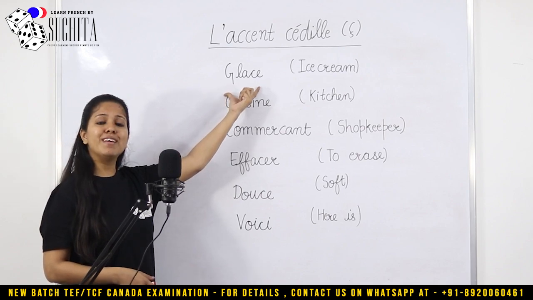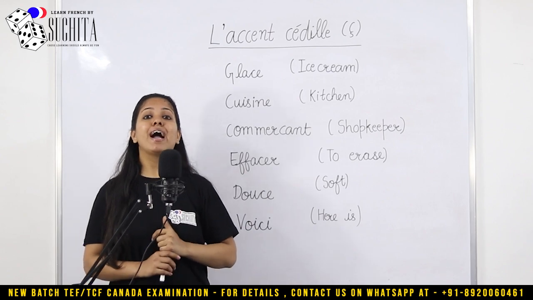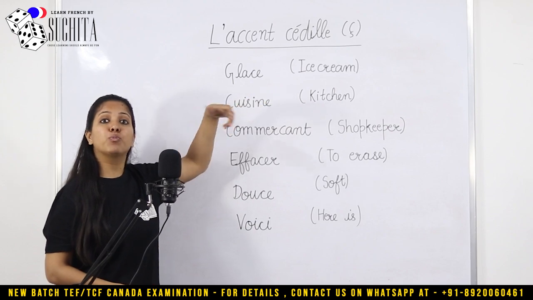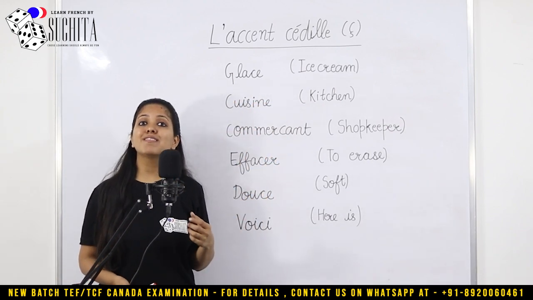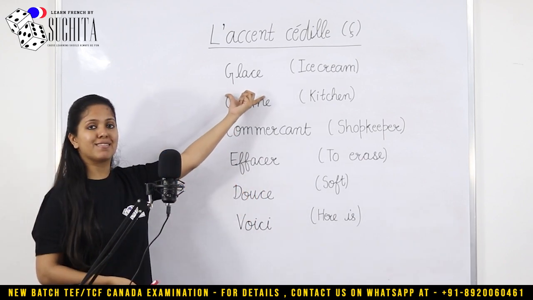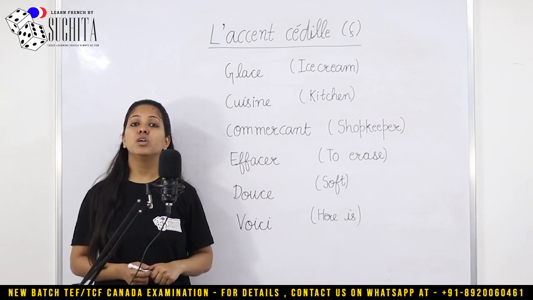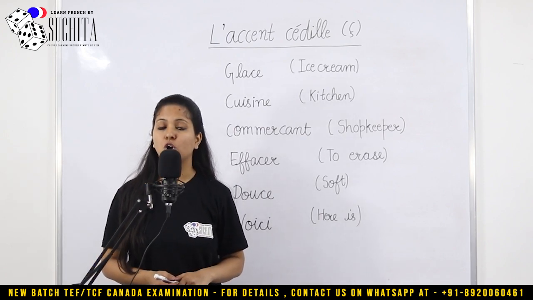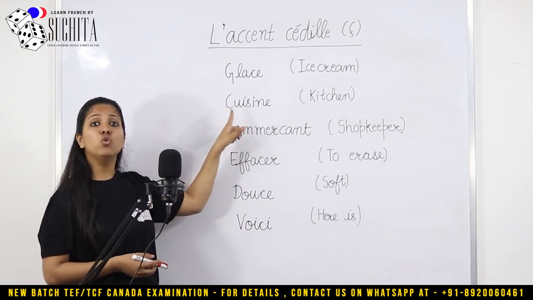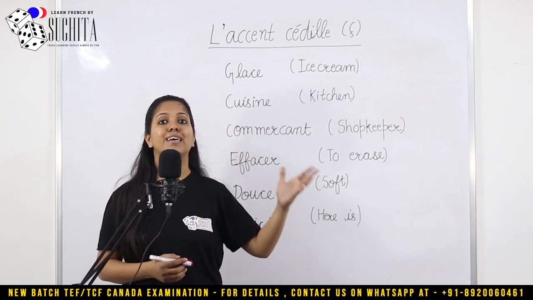Now, this word is "glace". The correct pronunciation is "glace", which means ice cream. Now, if after C you have E, then the pronunciation is already "sir". So you are not going to apply the accent. It is not required. The next one, the correct pronunciation is "cuisine", which means kitchen, or it can also mean cuisine. CU, the pronunciation is Q, that I already told you in the first slide.